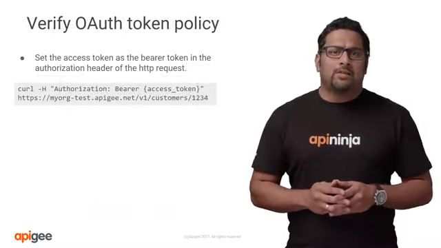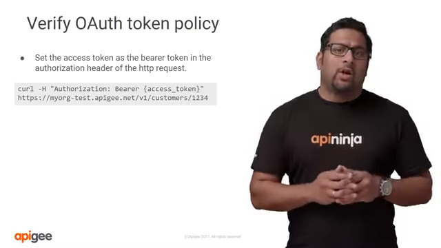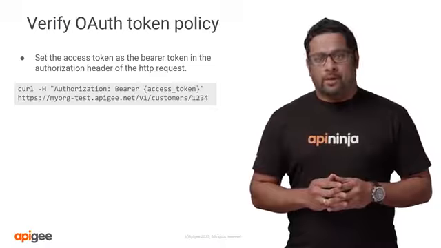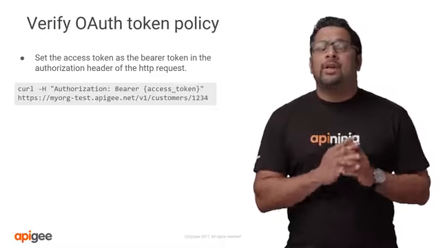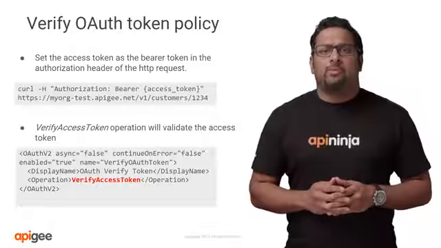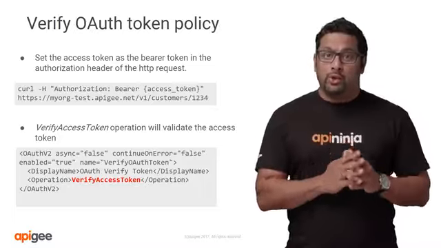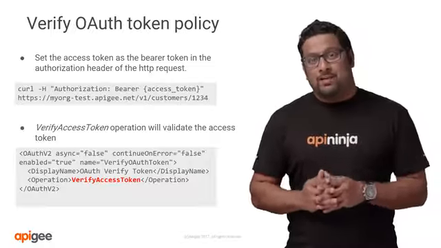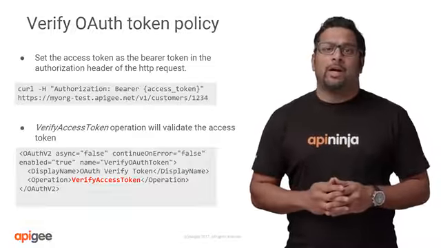You can set the access token as the bearer token in the authorization header of the HTTP request or pass it as a query parameter. In this example, we are passing the token using the header. The verify access token operation of the OAuth policy is used to validate the access token. This policy will return errors if the token is invalid or expired.